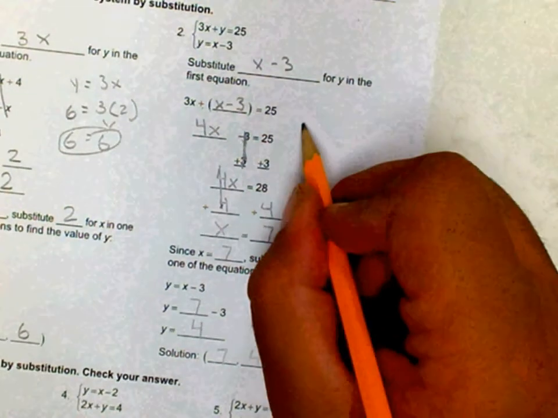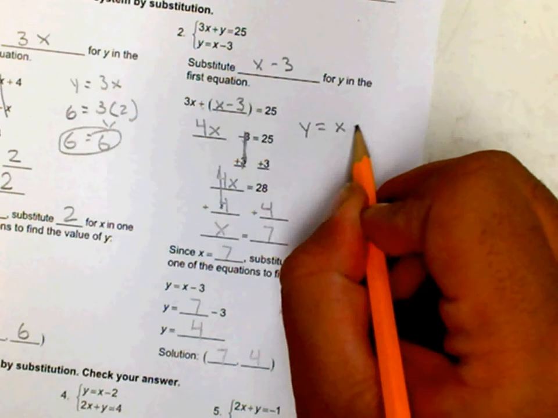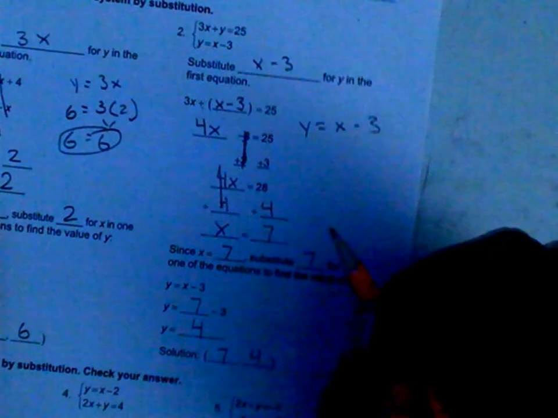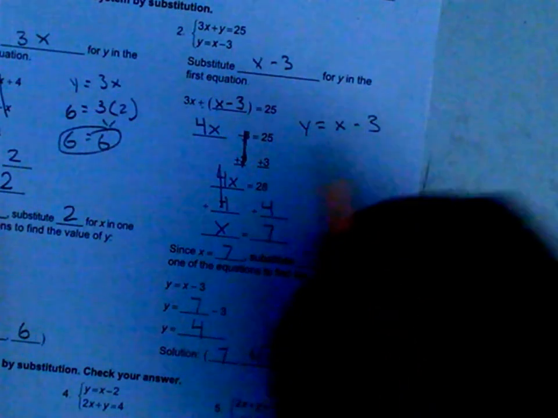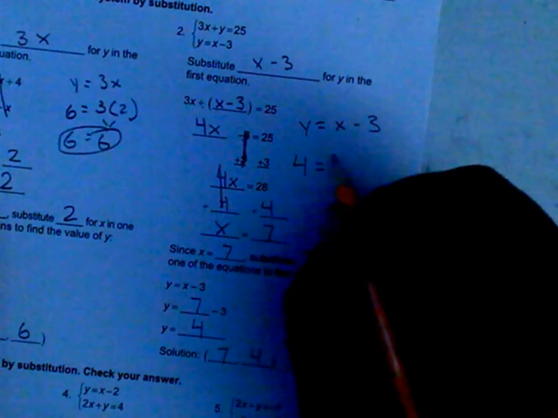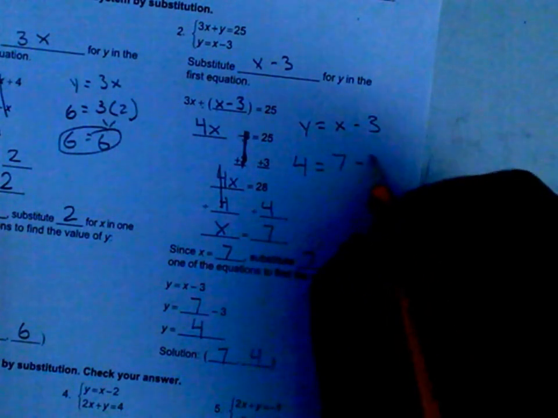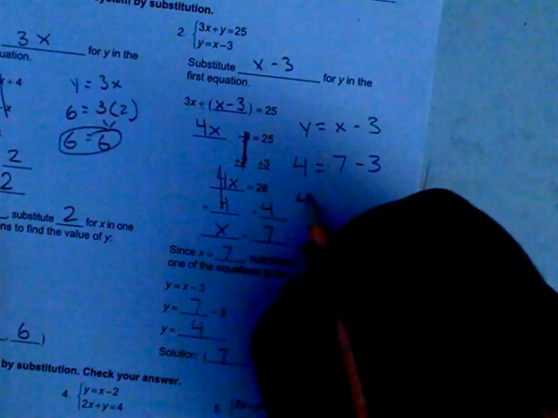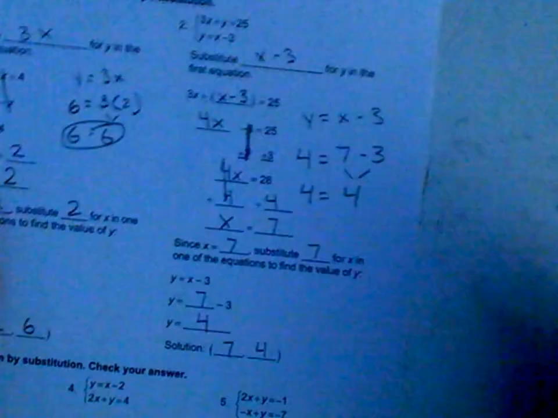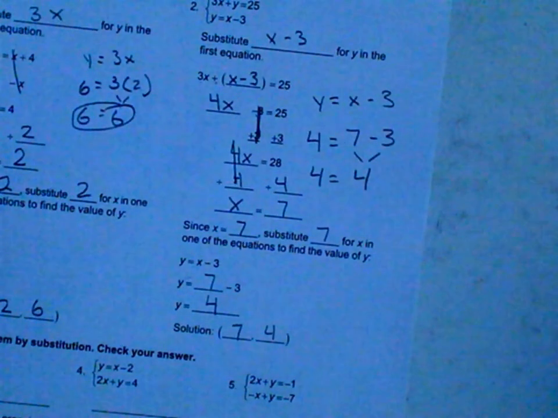And again, I'm going to check it really fast. I'm just going to take y equals x minus 3. Where I see a y, I'm going to put a 4. Where I see an x, I'm going to put a 7 minus 3. Okay, 4 comes down. 7 minus 3 equals 4. So, there's my answer.